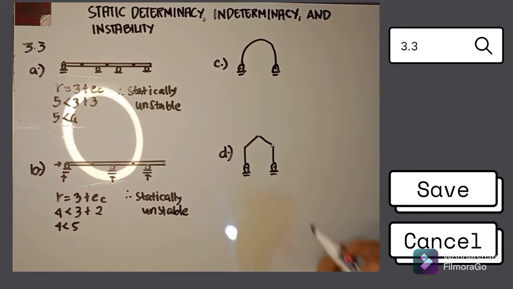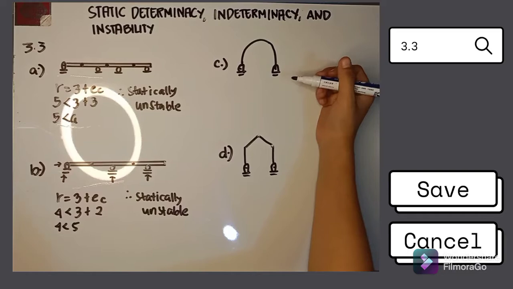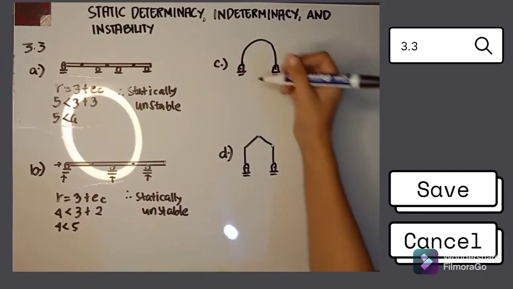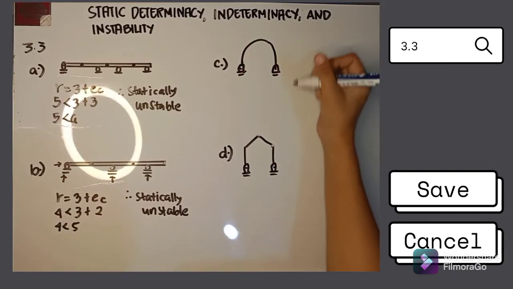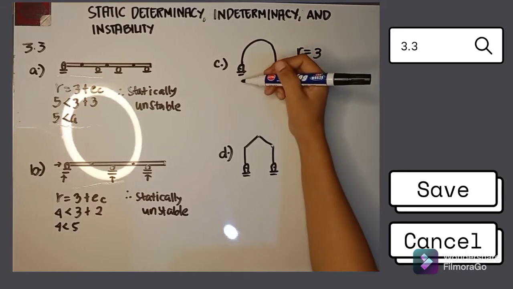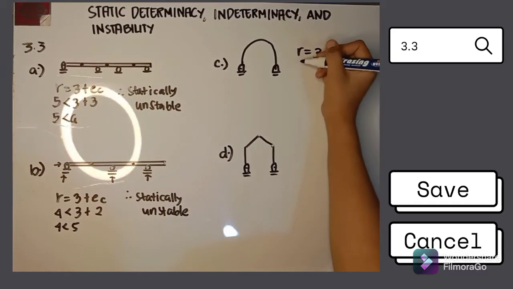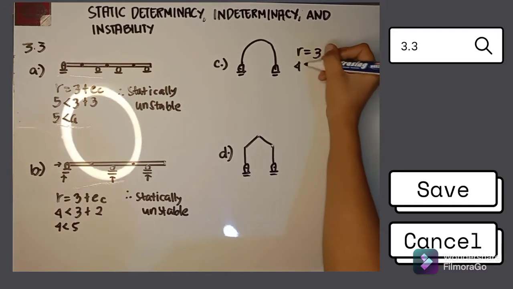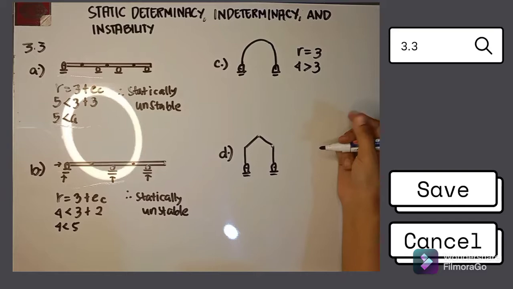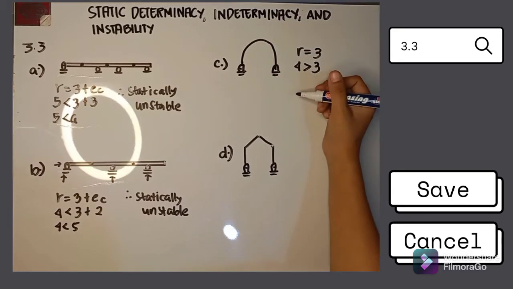For letter C, we have here an arc that is supported by hinge. So hinge, therefore R is equals to 3. If it is hinge, then 4, it has 2 reactions each. So 4 is greater than 3. If 4 is greater than 3, then this arc is statically indeterminate.